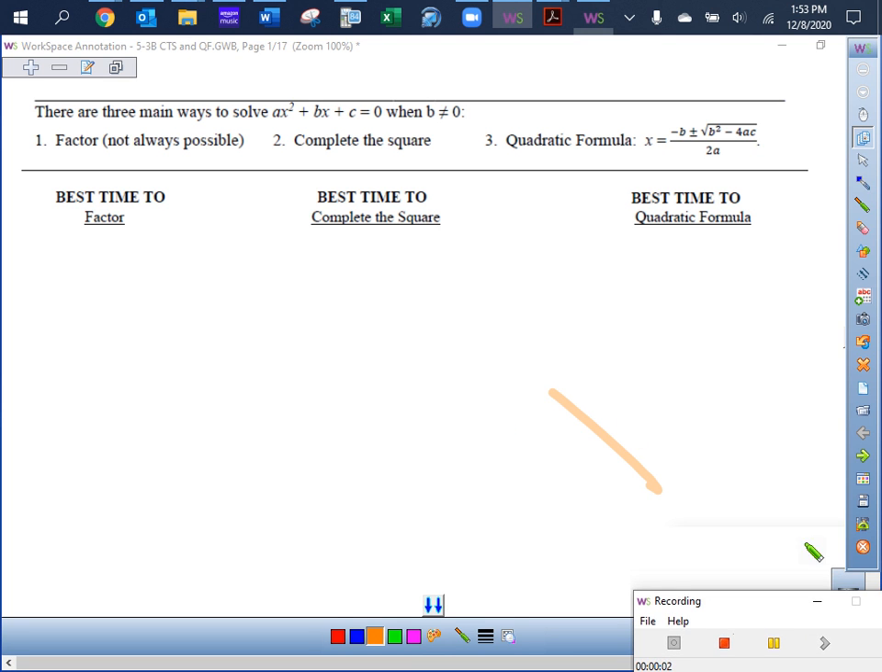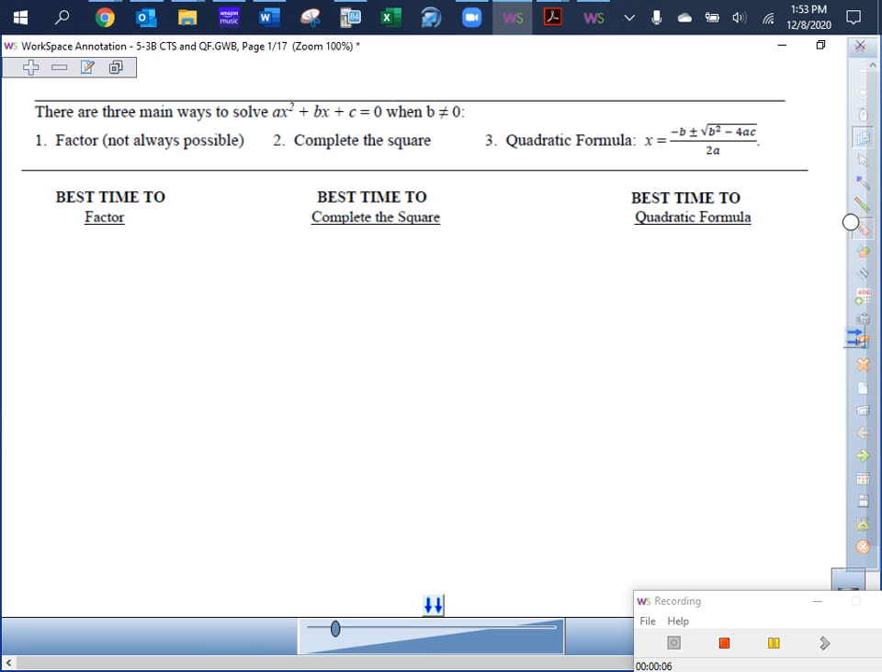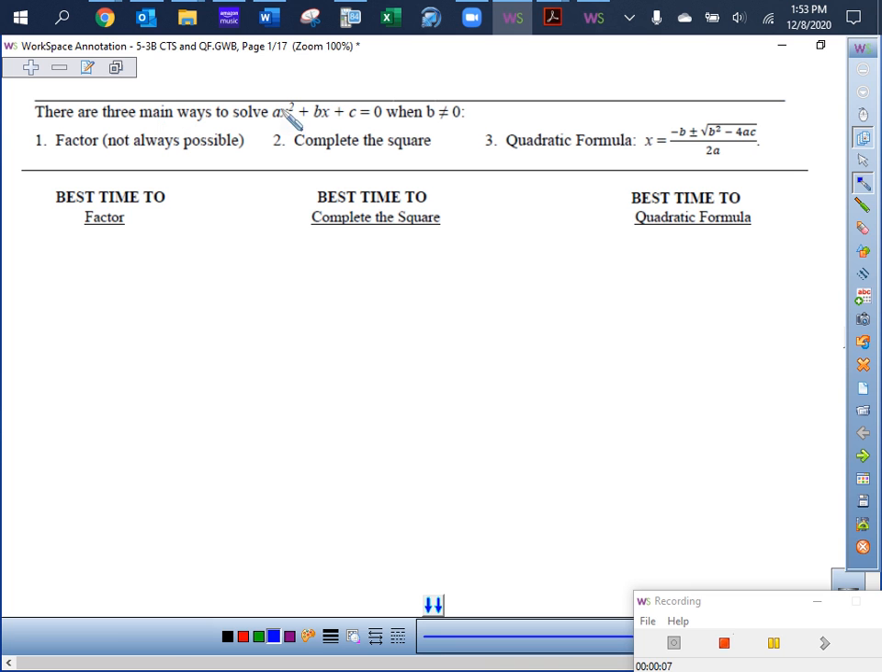All right, so a little 5-3B in Advanced Algebra 2. Today we're solving quadratics. And even though we've definitely done this before, some of this we need a memory refresher. So there's three main ways to solve a quadratic. Our very most favorite thing to do is solve quadratic equations.